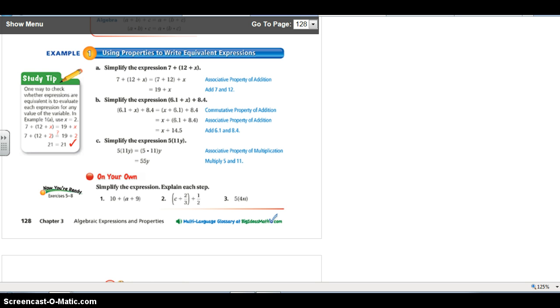So let's go back to 1a. You have 7 plus 12 plus x, and you see where the parentheses are. And they've done the same thing on the other side. They're showing both are equal. They can use the associative property of addition. They can flip around the parentheses. It doesn't matter where you put it. But the simplified version is 19 plus x. So no matter whether you do 12 plus x or 7 plus 12, the simplified problem is 19 plus x. Okay?